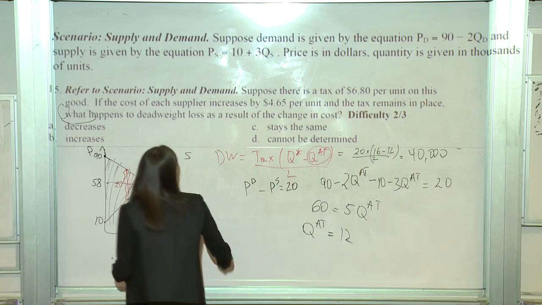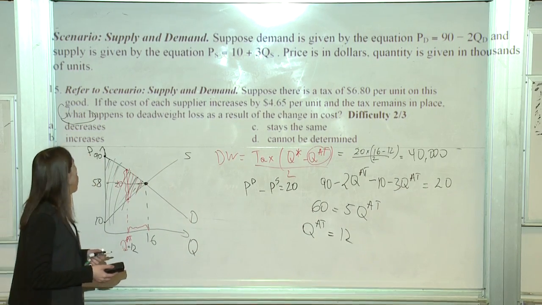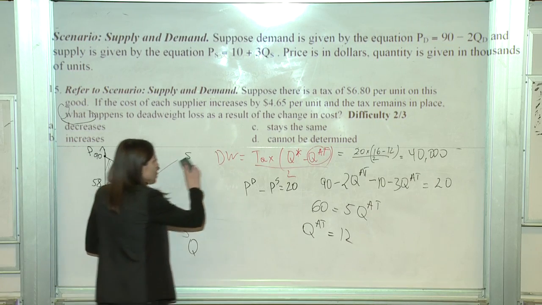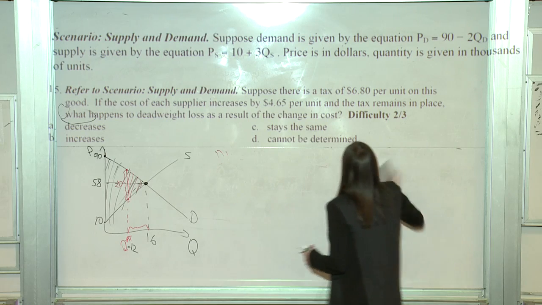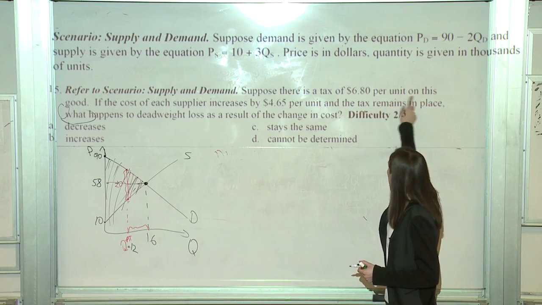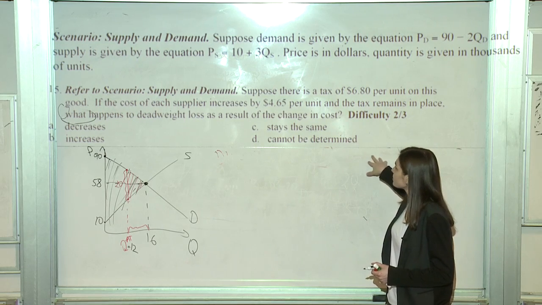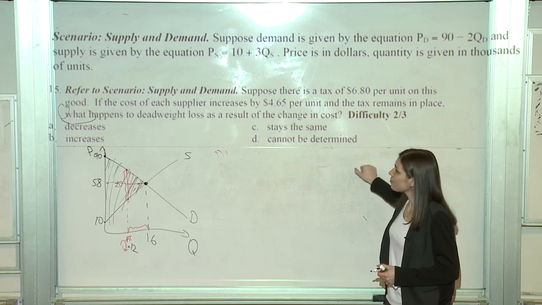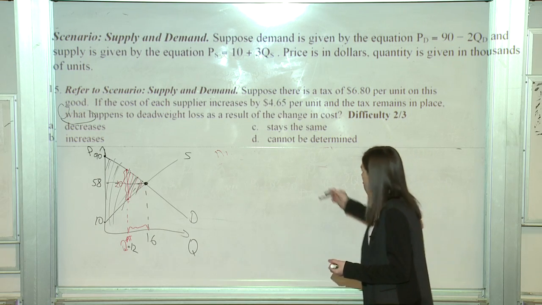Okay, so we have a tax of $6.8 per unit on this good. All right, so let me do this. There's a tax of 6.8 per unit on this good. The cost of each supplier increases by 4.65 per unit, and the tax remains in place. What happens to deadweight loss as a result of this change in cost?